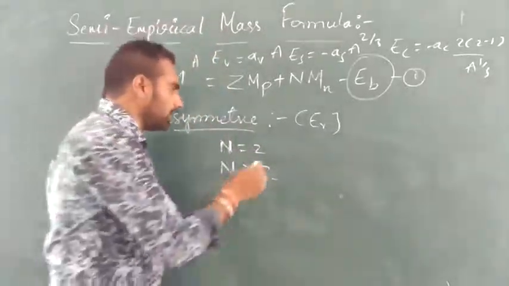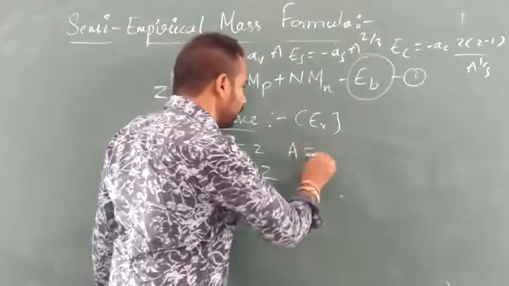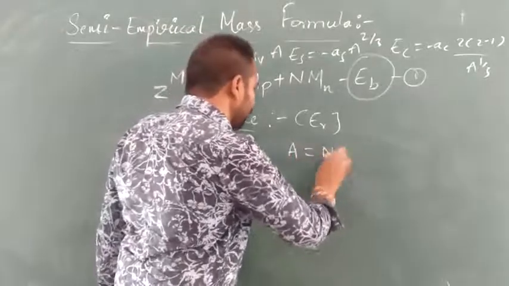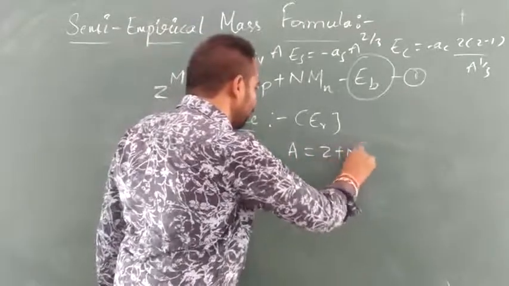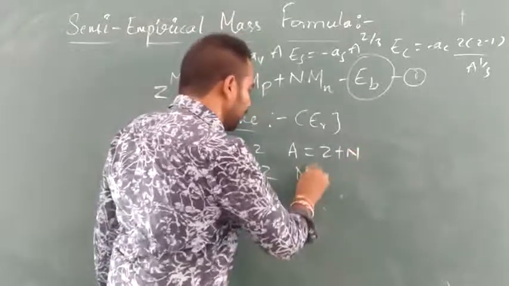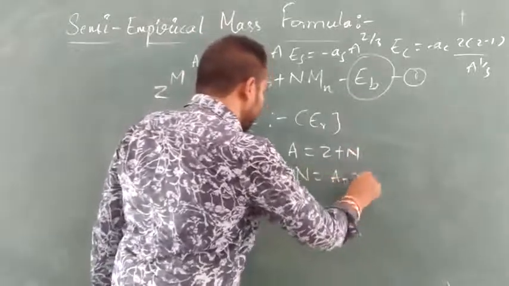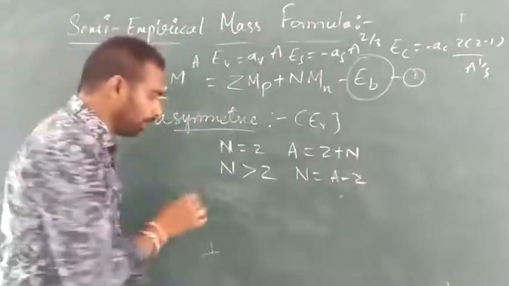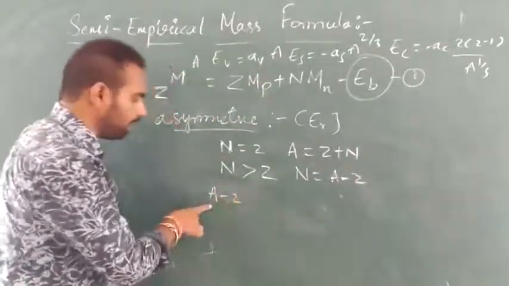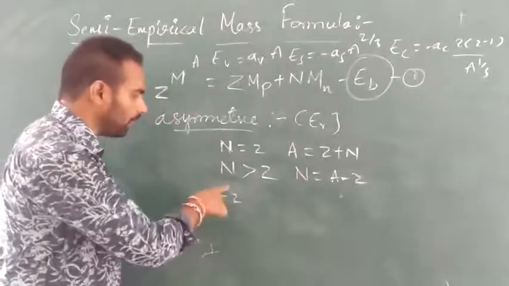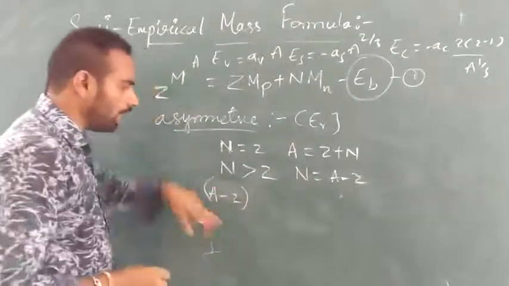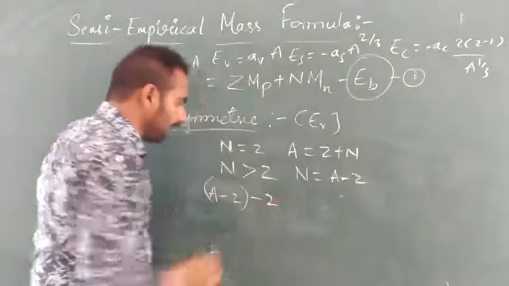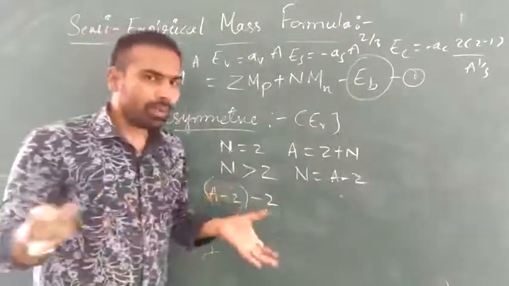So we know that the mass number A is equal to what? The number of protons Z plus the number of neutrons N. From this, N is equal to A minus Z. The number of neutrons is equal to A minus Z. If the number of neutrons is more compared to the protons, nothing but A, we have to minus.